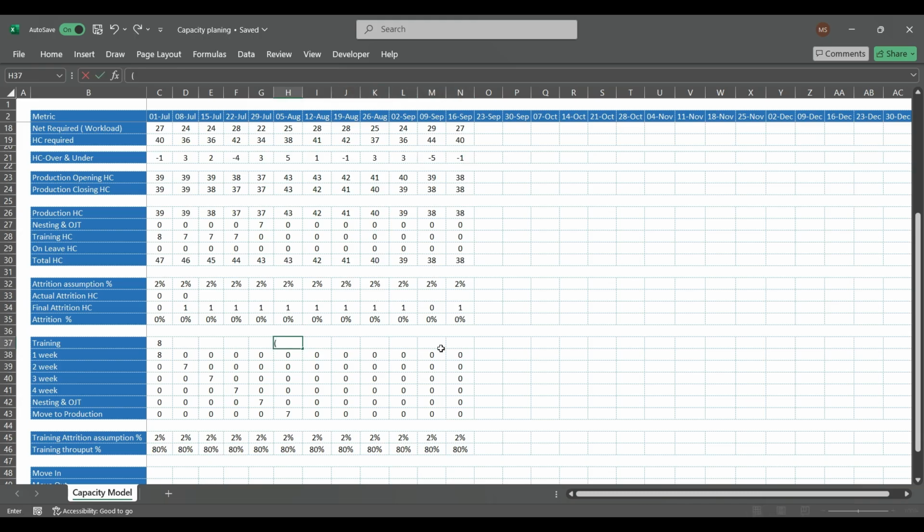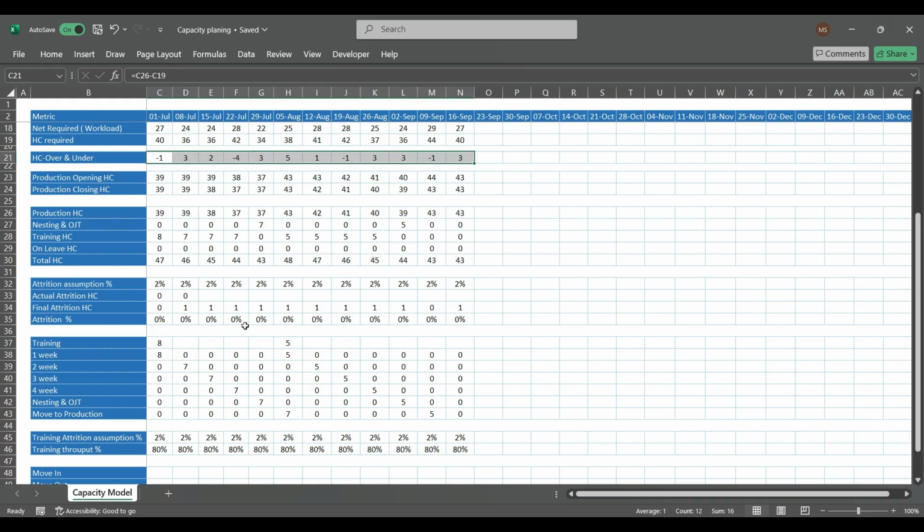So here we have also considered the 4 headcount, divided by this training throughput. So here it's showing 5. Now we have also considered 5 here, and the 5 is showing in the correct manner. So now you can see it's showing plus 1. Okay, so this over/under will help you measure your classes requirement.